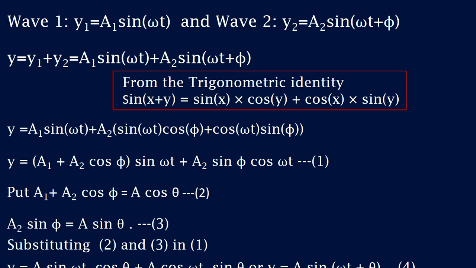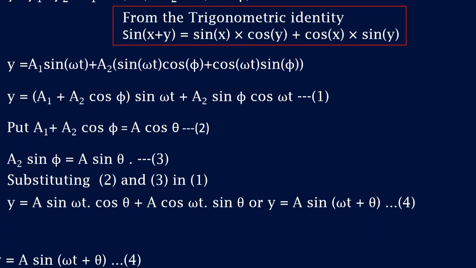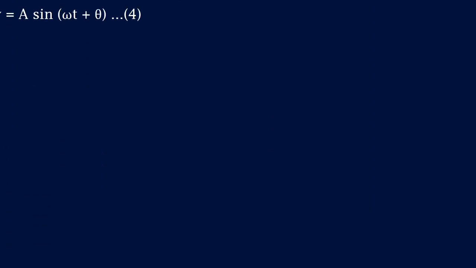Substituting equations 2 and 3 in equation 1, we get y = A sin omega t cos theta + A cos omega t sin theta. It can be written as y = A sin(omega t + theta), equation 4. The equation we have derived is y = A sin(omega t + theta).